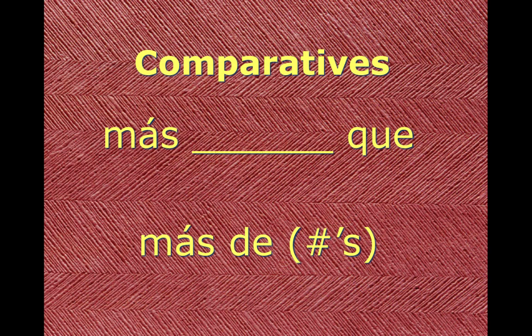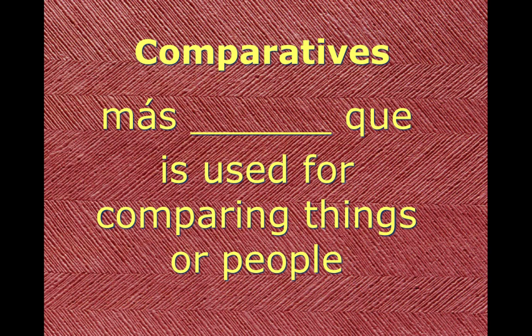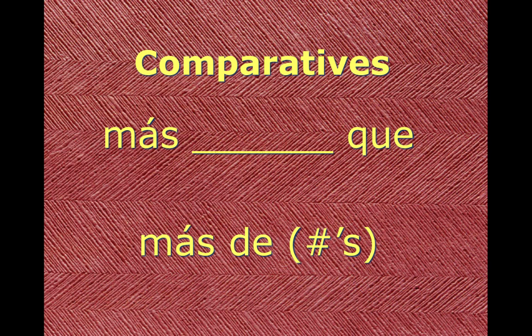The way that we do the patterns for the comparatives or comparisons is más fill in the blank que if it's regular. There are a few irregulars. We'll talk about those later. And then we use más de if we're talking about numbers. Okay, so the más que is used for comparing things or people, or groups of things or groups of people. Again, más de is for numbers. We'll talk about that later.